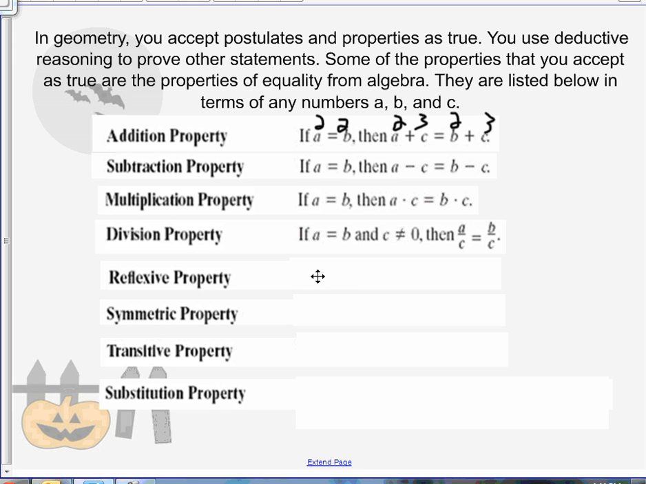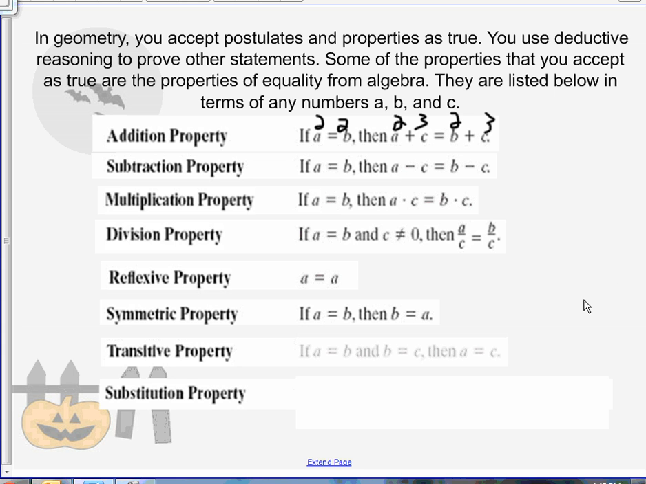Alright, the next property we have is the reflexive property, and that basically states that if you have A, it also equals A. It's very straightforward, okay? Our next property is the symmetric property. And what we know about symmetry is that things always have to be the same on both sides. So if A equals B, then B equals A. So if 2 equals 2, then 2 equals 2, okay? All right.